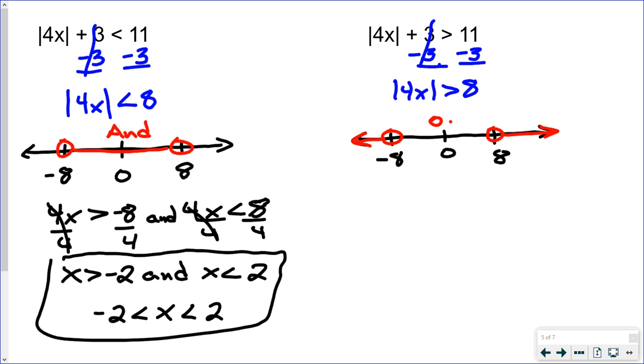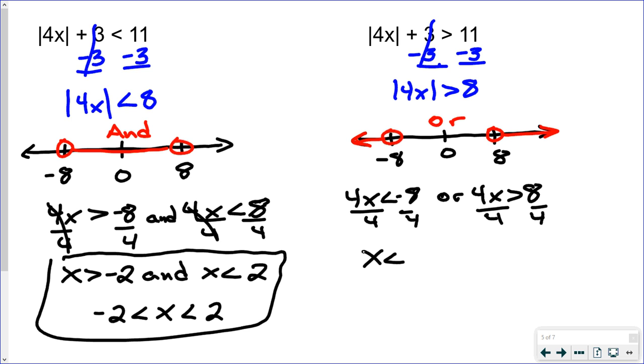And this is an OR. So ORs graph like this, ANDs graph like this. And so now I'm just going to write the two inequalities that result from this. So 4x is less than negative 8, or 4x is greater than positive 8. So this comes from this, and this comes from that. Then I solve these, divide by 4, divide by 4. I can do both of them at the same time.